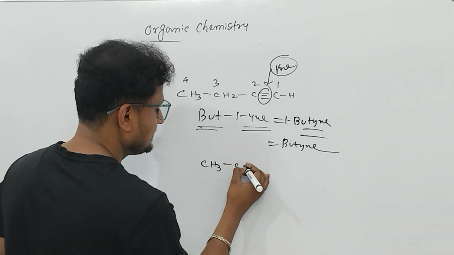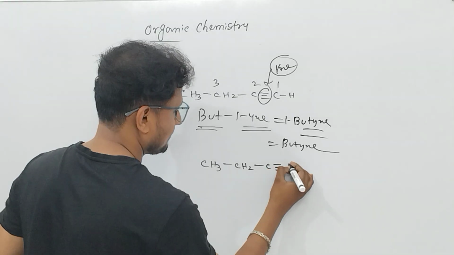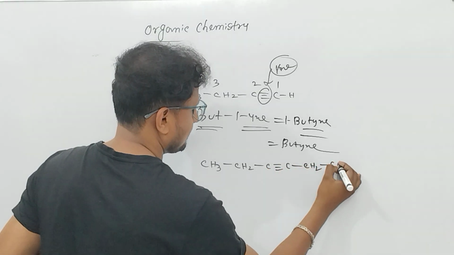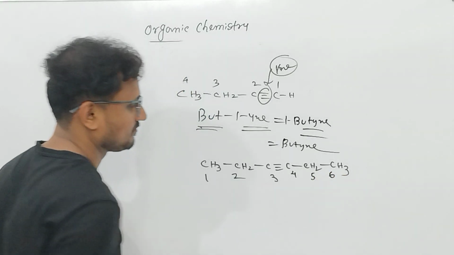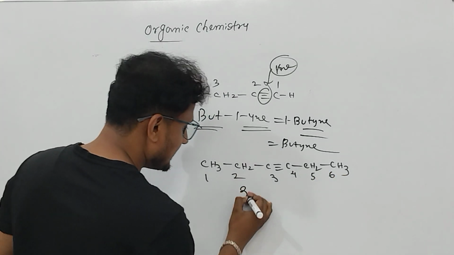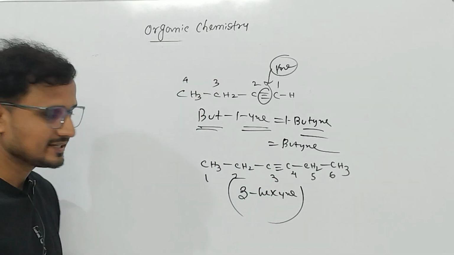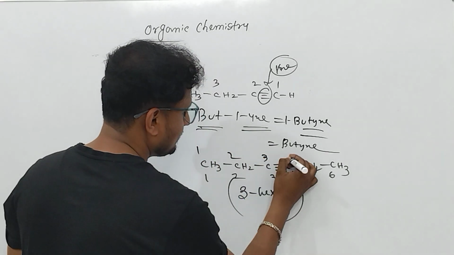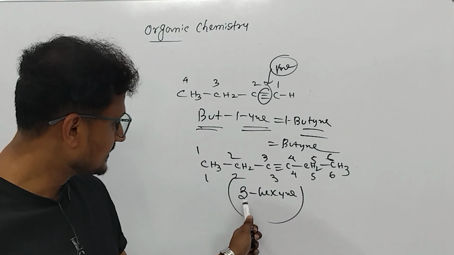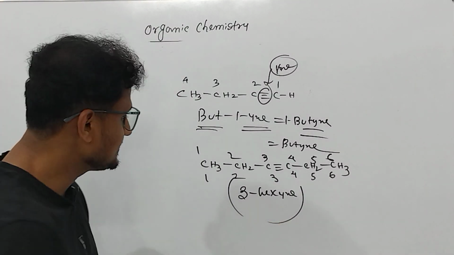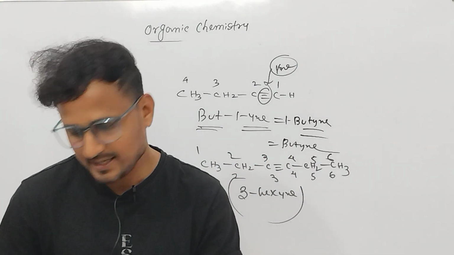If I change the position, like this, it is 3-hexyne. Why 3-hexyne? Hex: 1, 2, 3, 4, 5, 6. 6 carbons are there. After the third carbon you have yne. Yne means triple bond. Hex means 6 carbons, so 3-hexyne, right?